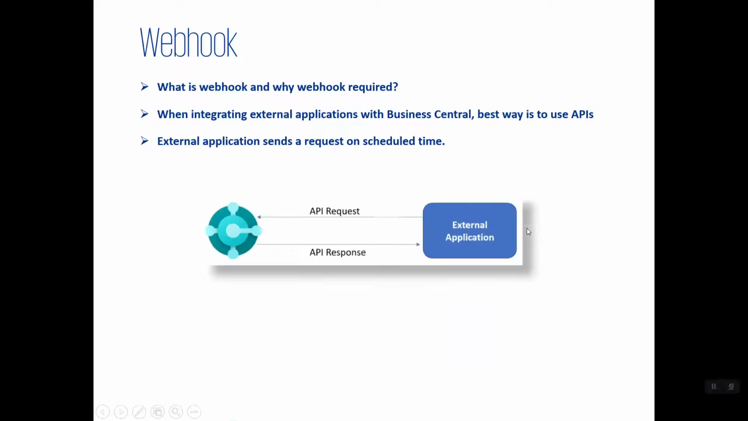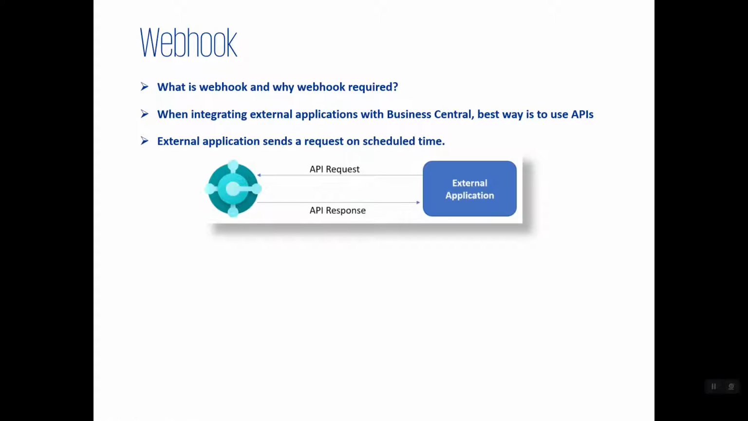Hello guys, in this video we will see what is Webhook and why it is required in Business Central integration. So we already saw whenever we are integrating with the Business Central, API is the best way to do that. And whenever an external application wants to get some details, they'll send a request and get the responses, either by calling the standard APIs or custom APIs.